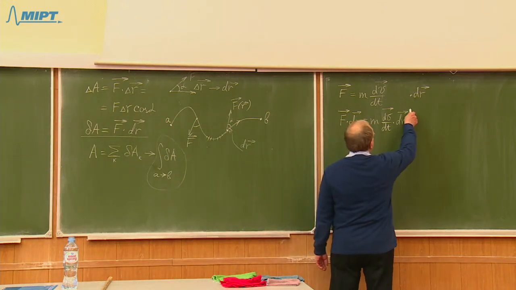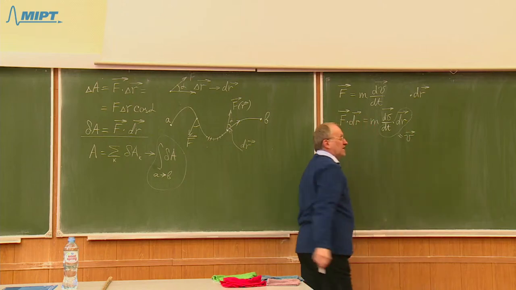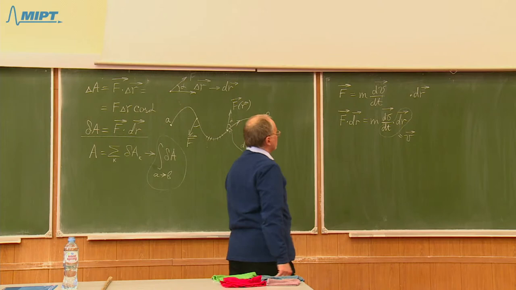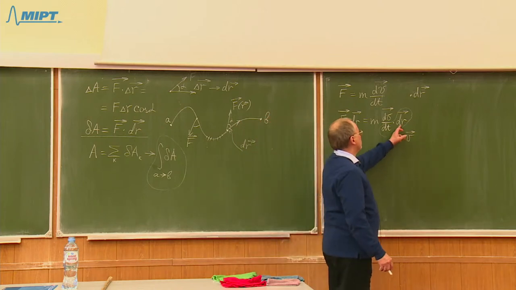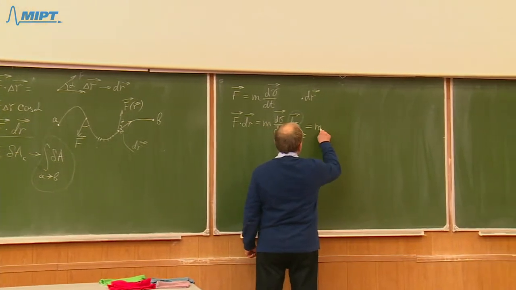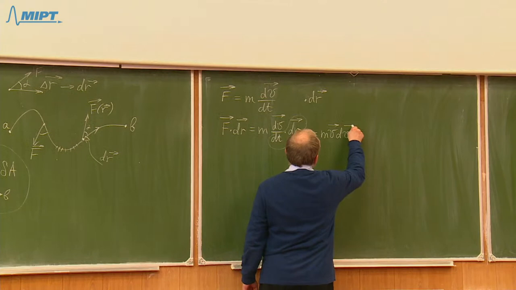What is dr divided by dt? This is just the velocity of the particle, a vector of velocity by definition. Dr divided by dt is the vector of velocity. So what we have here is m v dv.